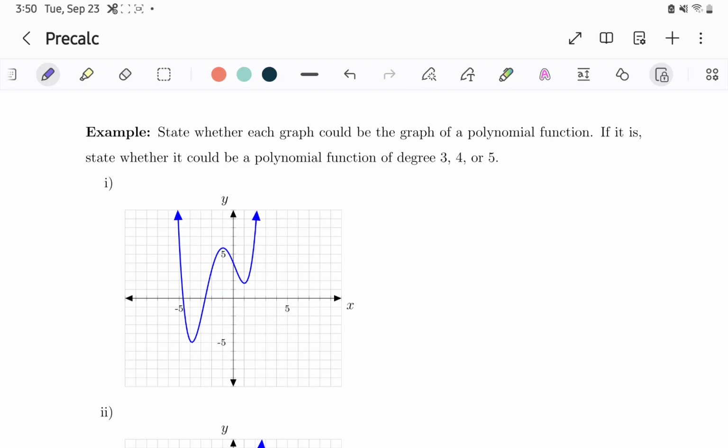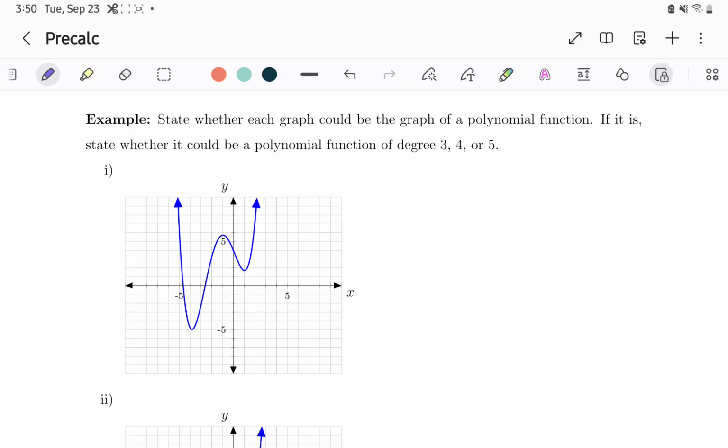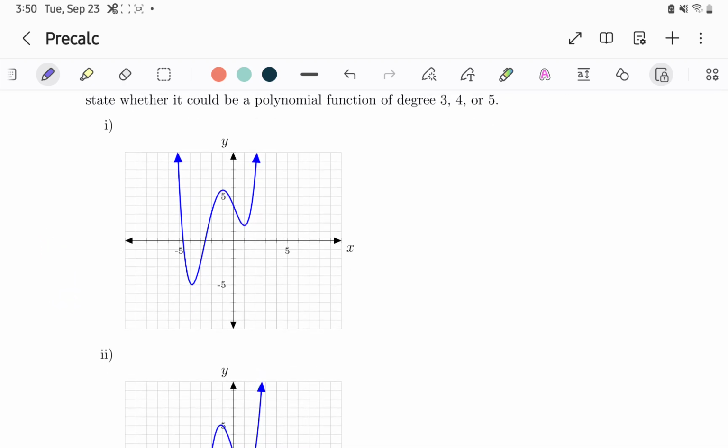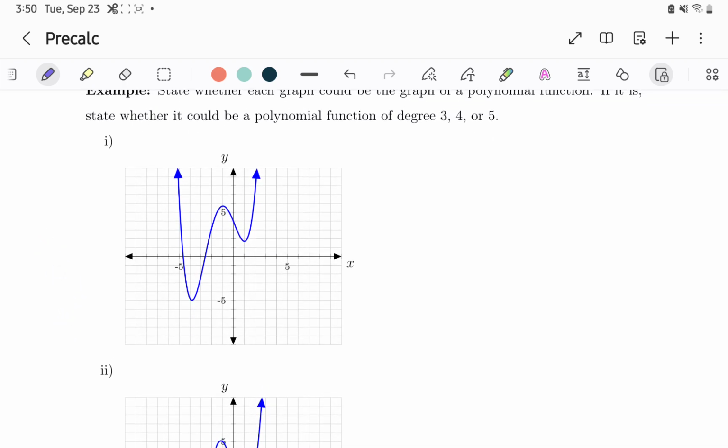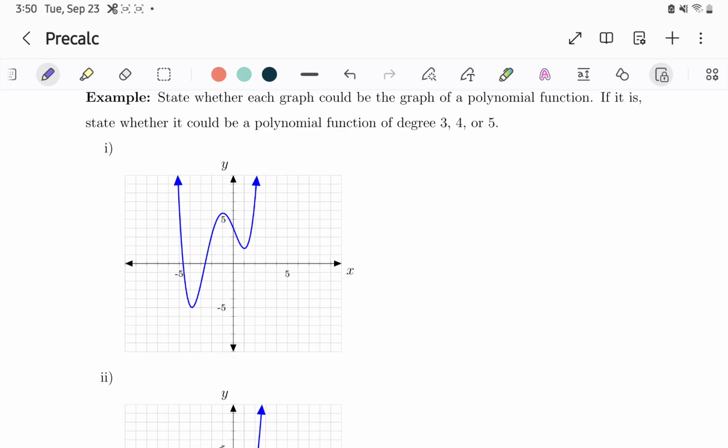Okay, and in this first set of examples, we are asked to state whether each graph could be the graph of a polynomial function. If it is, state whether it could be a polynomial function of degree 3, 4, or 5. So basically, when we're looking to check if the graph could be the graph of a polynomial function, we just want to see a graph whose domain is all real numbers. And then we want to make sure that it's continuous with no sharp turning points, like those that we might see with an absolute value function or something like that.